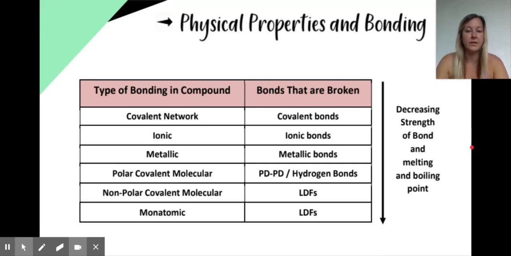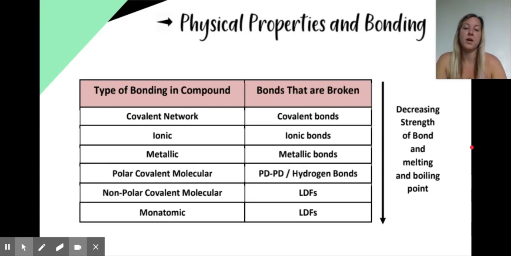If we have ionic bonding, then it's the ionic bonds that are broken. We know that already from National 5, hopefully. Metallic, it's your metallic bonds that are being broken. If you have polar covalent molecules, then if they have hydrogen bonded to NOF elements, nitrogen, oxygen, or fluorine, it's going to be hydrogen bonds, and they are strongest, remember.